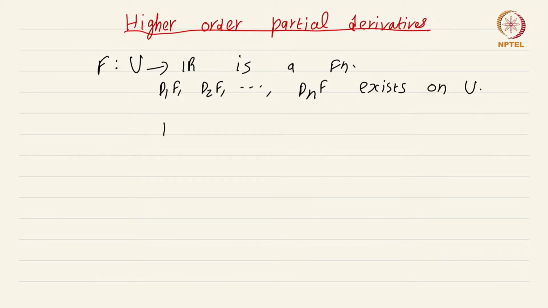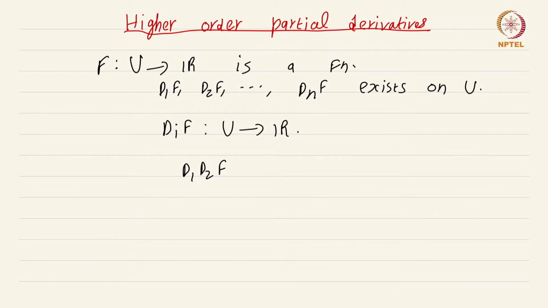Then of course I can consider this dif as a function from U to R. So I get new functions d1f, d2f, d3f, ..., dnf, which are themselves functions from the open set U taking values in R. Now I can repeatedly take more partial derivatives. For instance, I could take d1 d2f. This is exactly what the notation suggests.